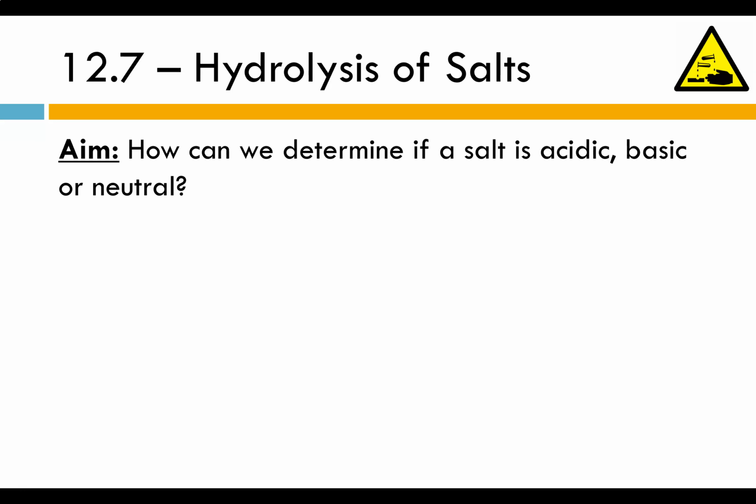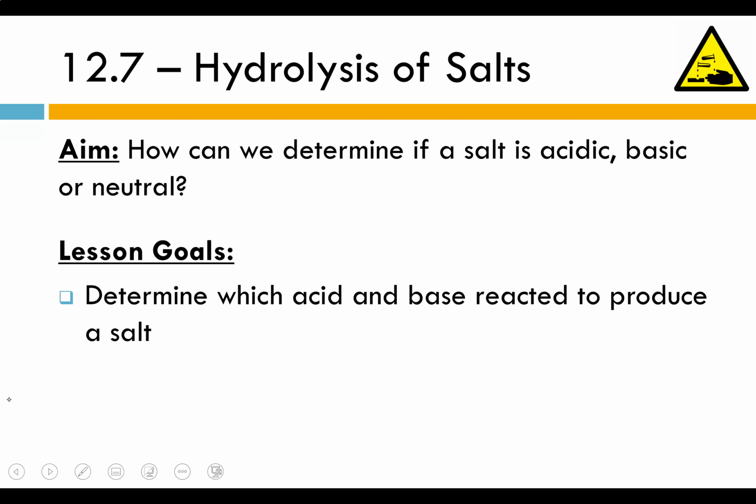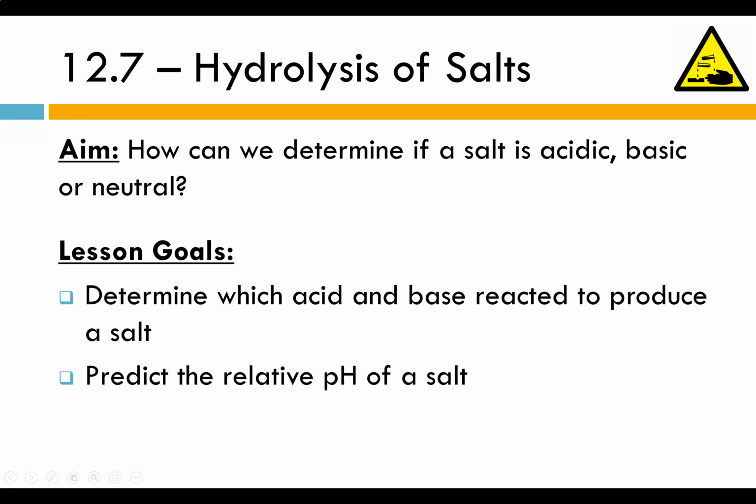In today's lesson, we're going to talk about how to determine if a salt, that's just another name for an ionic compound, is acidic, basic, or neutral. Goals for today's lesson. You should be able to determine which acid and base reacted to produce a salt. And then based on that information, you should be able to predict the relative pH of a salt. Really, is it going to be acidic, basic, or neutral?